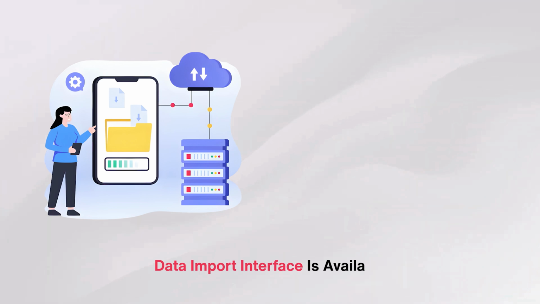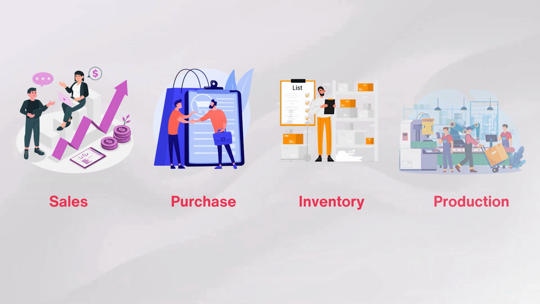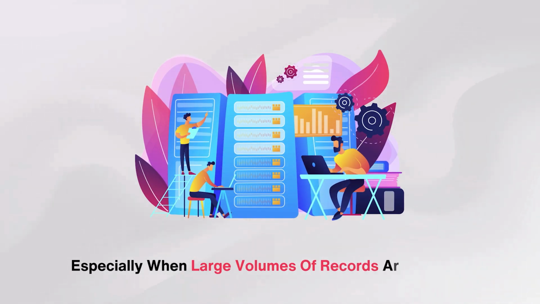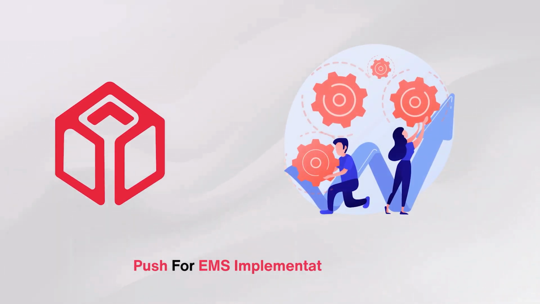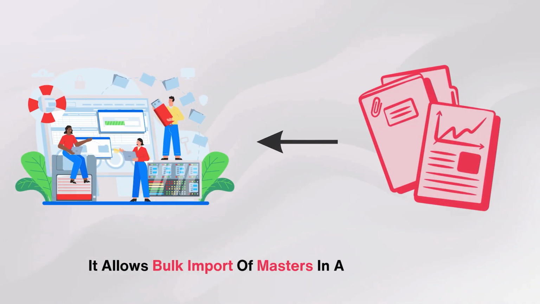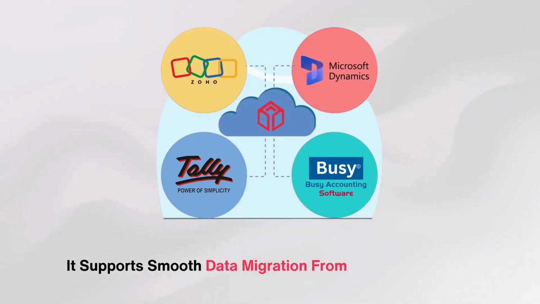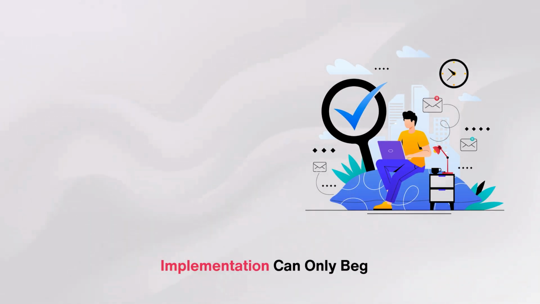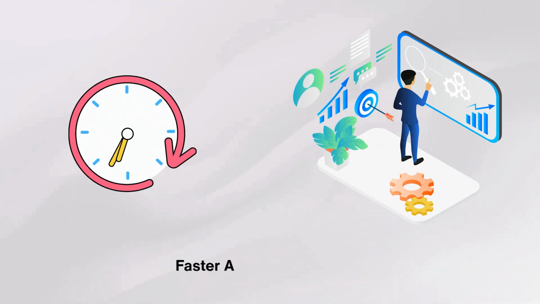Data import interface is available for masters across multiple modules, including sales, purchase, inventory, production, and other master records. Preparing master data manually inside the system can be a Herculean task, especially when large volumes of records are involved. The Excel import feature acts as a startup push for EMS implementation because it allows bulk import of masters in a single process. It eliminates the need to enter records one by one. It supports smooth data migration from another software. It significantly increases implementation speed. Implementation can only begin effectively after masters are completed. This tool ensures that the system setup happens faster and more efficiently.